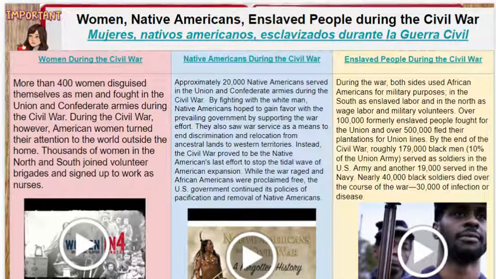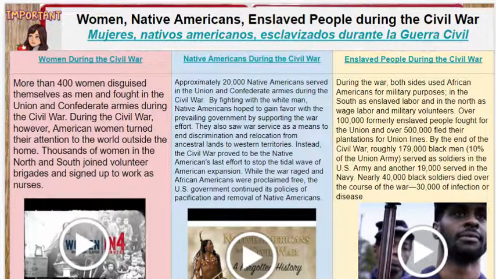Native Americans, we had about 20,000 Native Americans serving on both sides of the Civil War, hoping that their service would end discrimination and relocation of their peoples as the United States expanded westward. Unfortunately, that would not happen. We have seen this in the French and Indian War as well as the American Revolution, where Native Americans have fought on both sides in order to preserve themselves and their culture and their way of life, and that has not benefited them. And then we have the role of enslaved people.